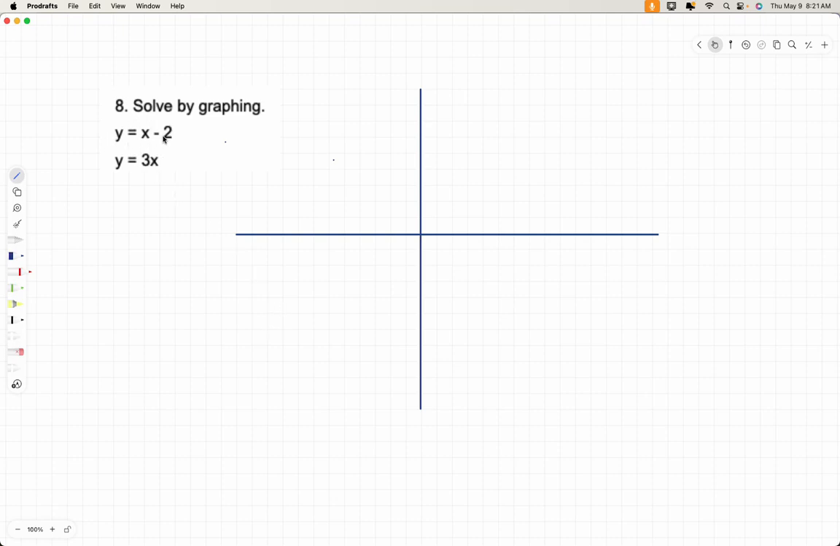When we solve by graphing, whenever we solve these problems here, what we're solving for is the point of intersection. When we solve for x and y, we're looking for the point of intersection. So we're going to solve this by graphing this line. This is a slope of 1, which is 1 over 1, and the place where it crosses the axis is negative 2. So we find negative 1, negative 2. We put our dot right there.